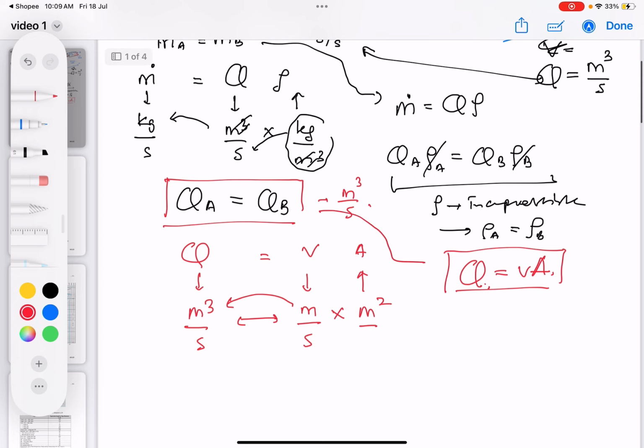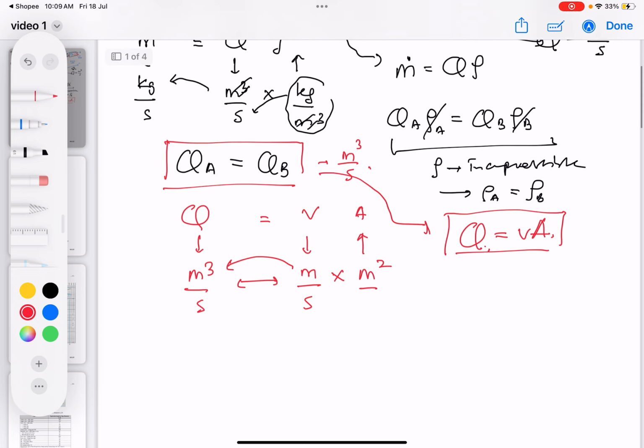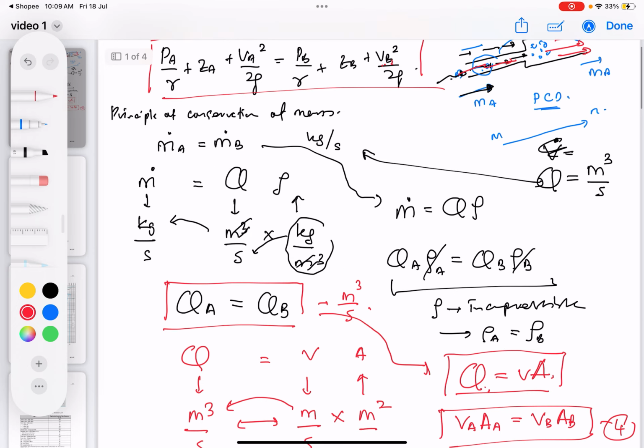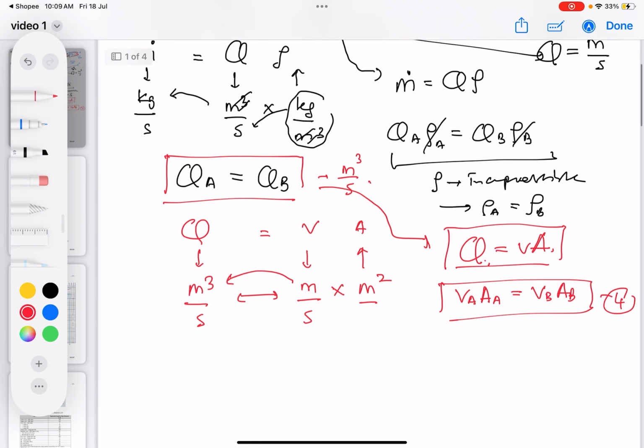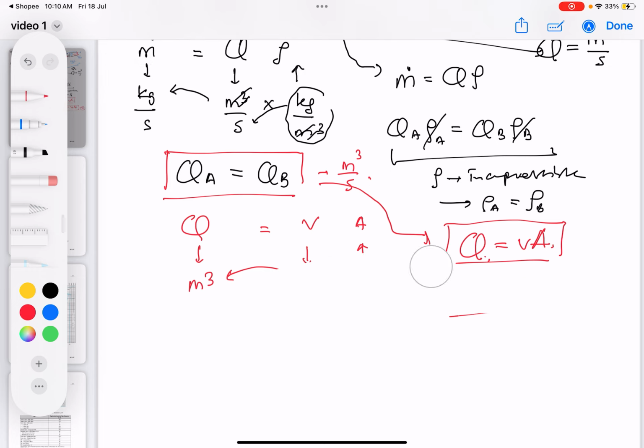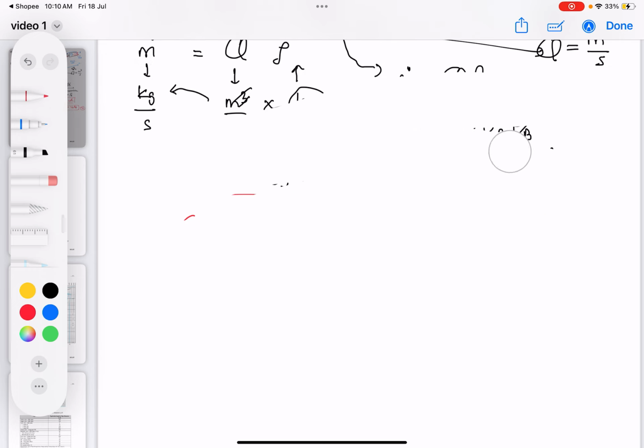By combining these two equations, I can rewrite this equation as flow rate Q_A equals velocity at point A multiplied by area at point A, which should equal velocity at point B multiplied by area at point B. So this is equation number 4. These are the four equations I need to remember for the first part of the lecture, on Bernoulli's equation. So now I already have four equations, and I'm going to move into chapter number 6.